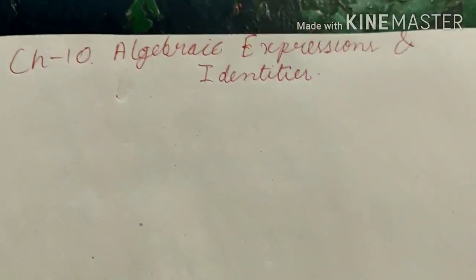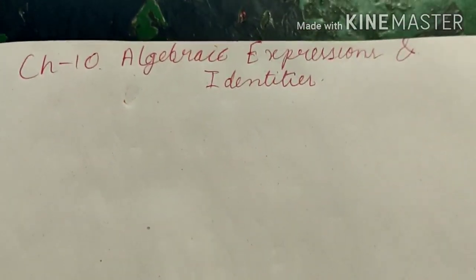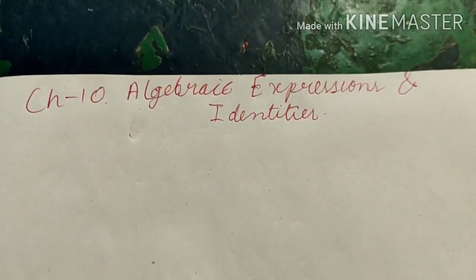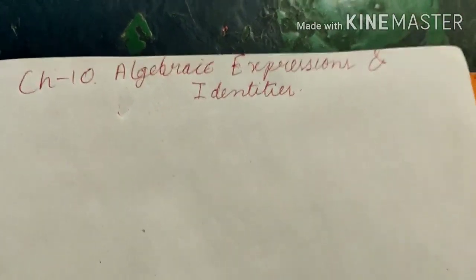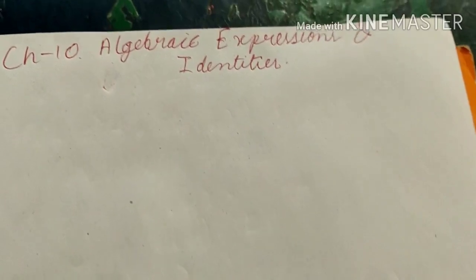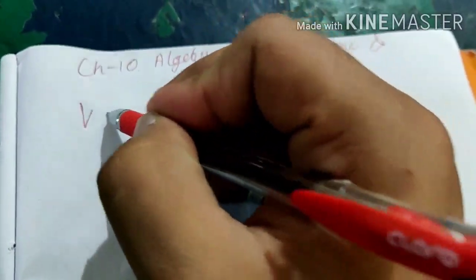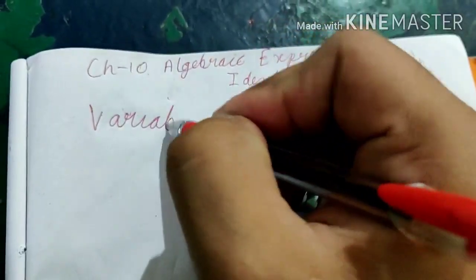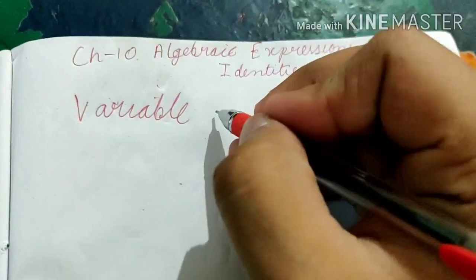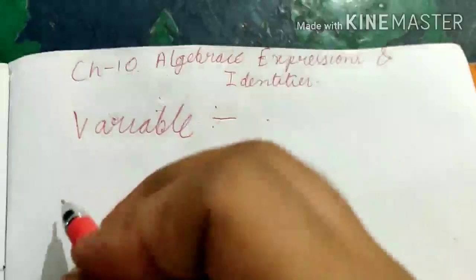Our next chapter is algebraic expression and identities. So in this chapter we will go through the algebraic expression. For going through algebraic expression we should first know what algebra and expression is all about. So in algebra we need to first understand what is variable and constant.